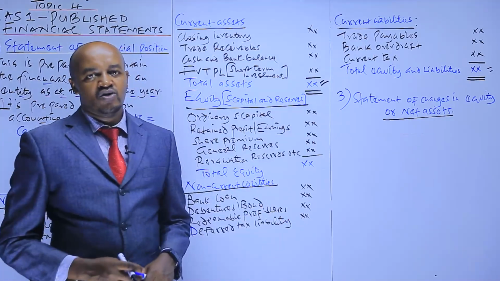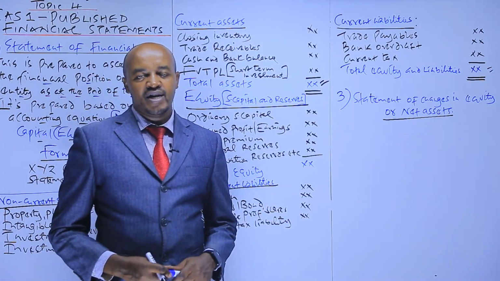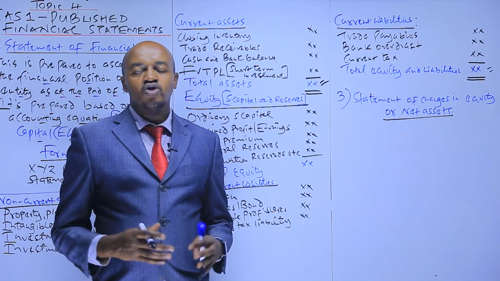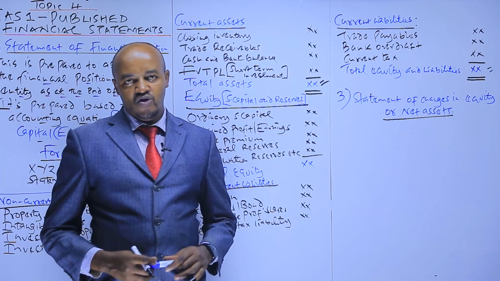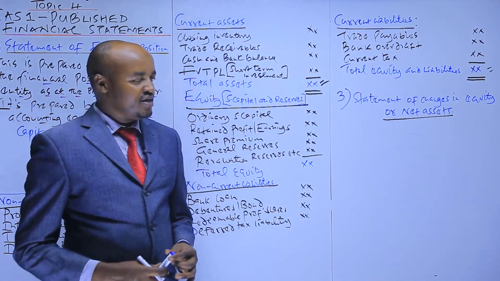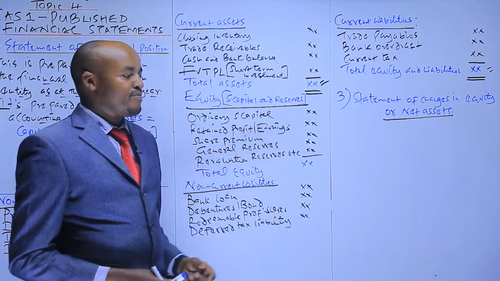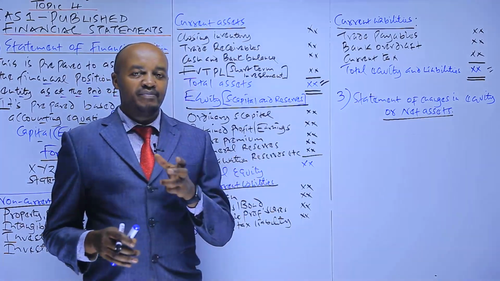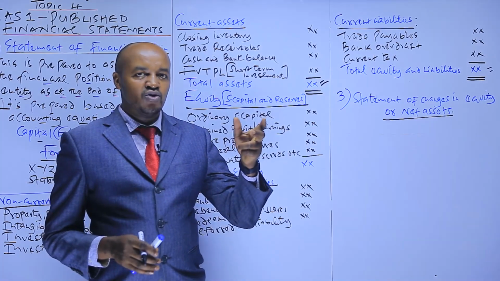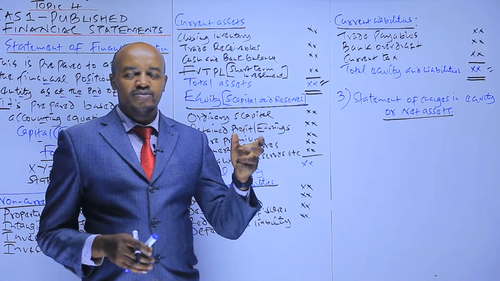This is a component of a financial statement which is prepared to show or to explain the movement or the change in the items of equity. So what is equity? You have to remember equity comprises of the share capital and reserves. Therefore, this is a statement which is prepared by a company to be able to explain why the items of equity changed.